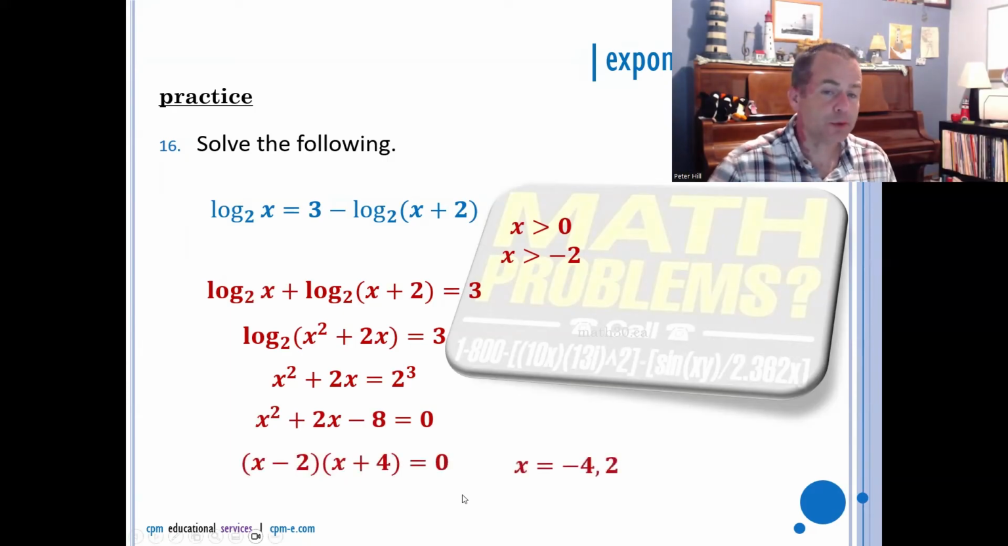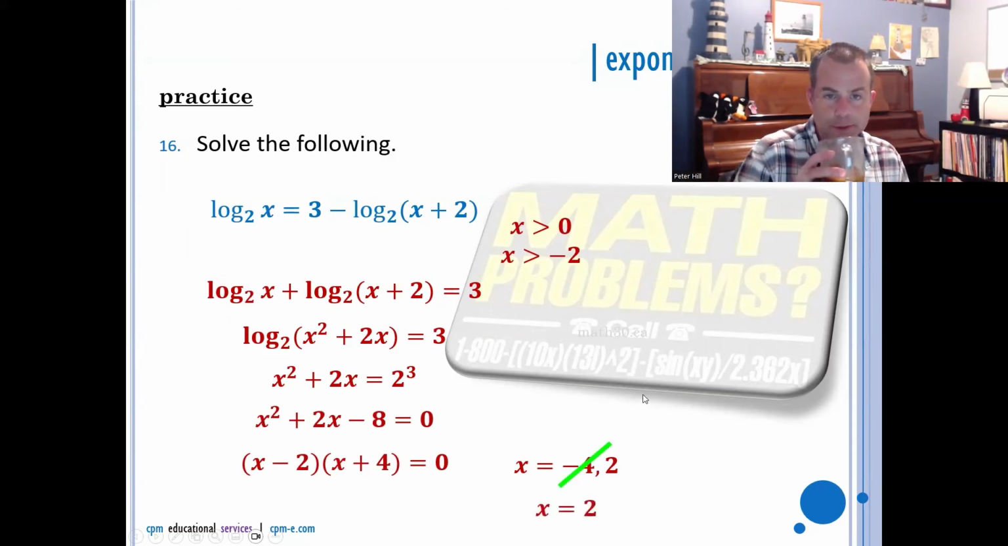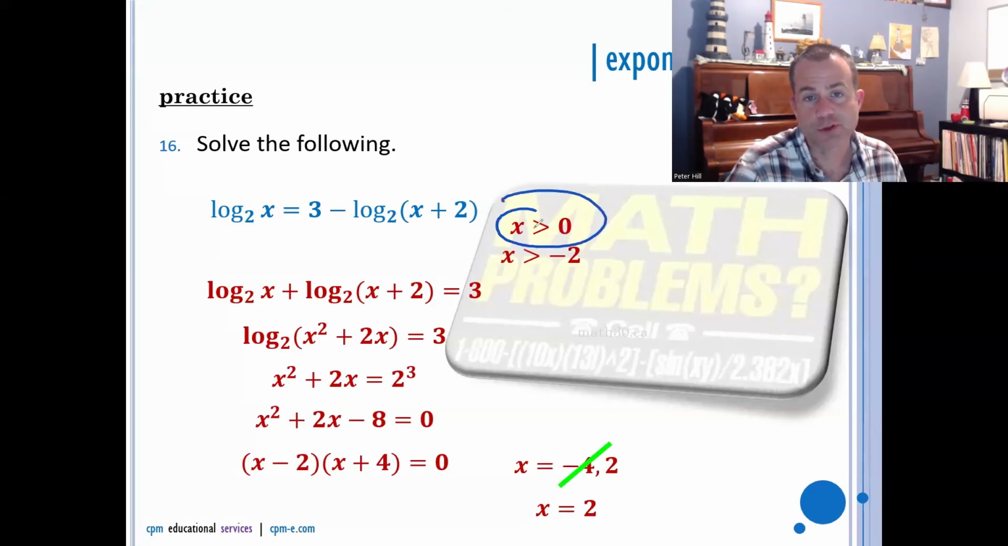Which means x equals -4 and 2. But hey, x can't equal -4 because of our restriction. And so we conclude that x equals 2. Okay, x equals 2. So the only thing in my work here, now that I'm looking at my work all together, if I was your marker, I would have wanted to see that you circled that guy to say that is the overall restriction.